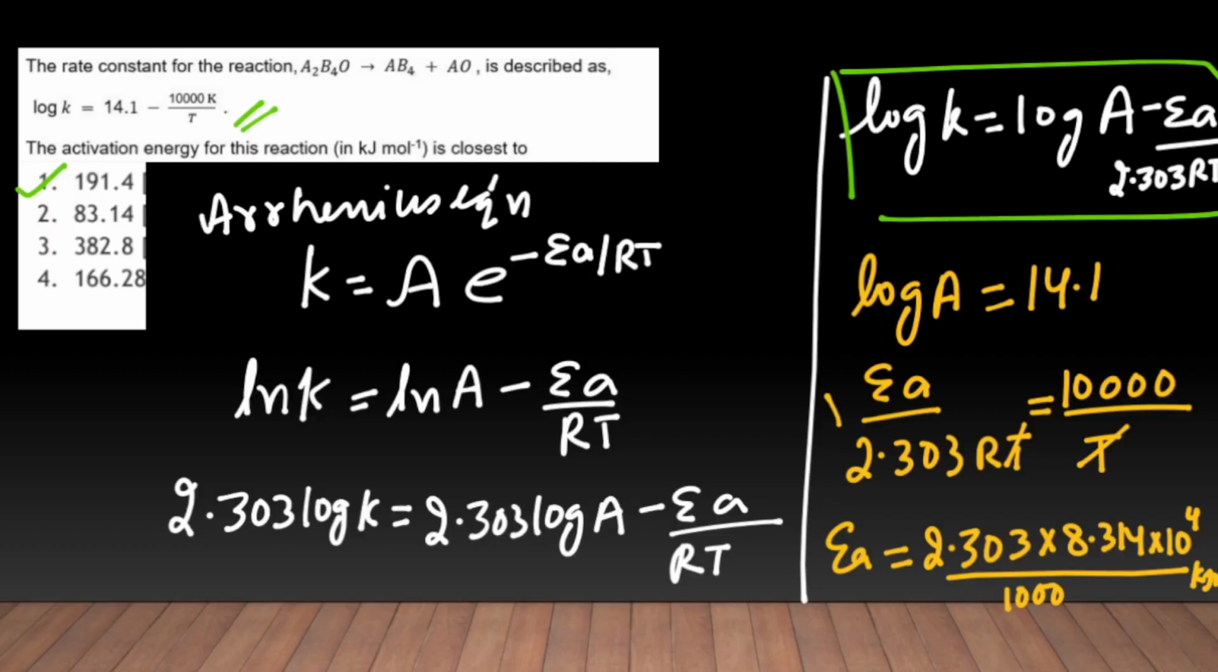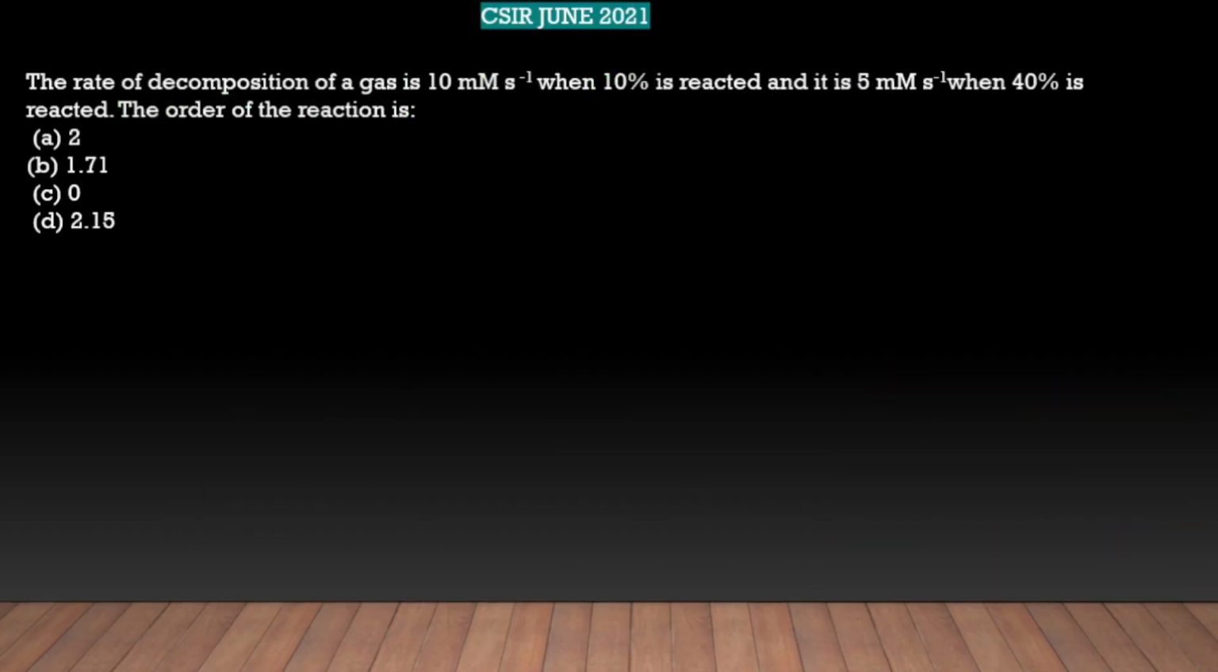Okay. Next is this question. This is from the June exam conducted in the year 2021. It states the rate of decomposition of a gas is 10 millimolar per second when 10% of it is reacted, and it is 5 millimolar per second when 40% of it is reacted.